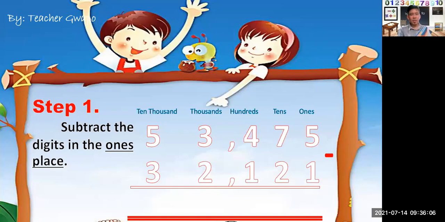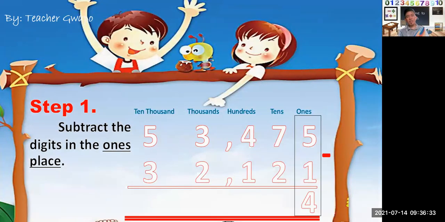Step number one, again, subtract the digits in the ones place. As you can see, in the ones place, you have the numbers 5 and 1. So 5 minus 1 is very easy, it's like grade 1. 5 minus 1 is 4. When you were in grade 1, you learned how to subtract numbers up to 10. So in the ones place, 5 minus 1 is 4.